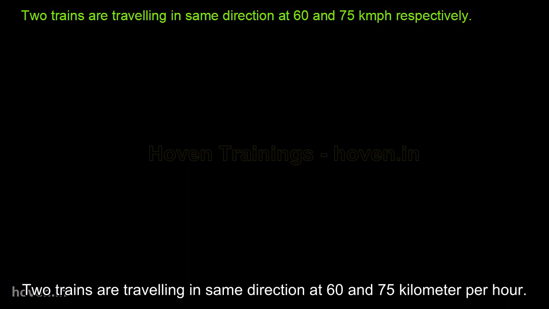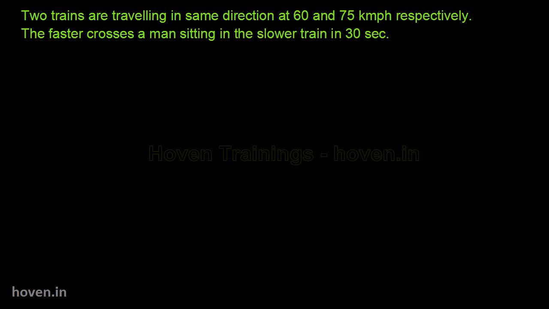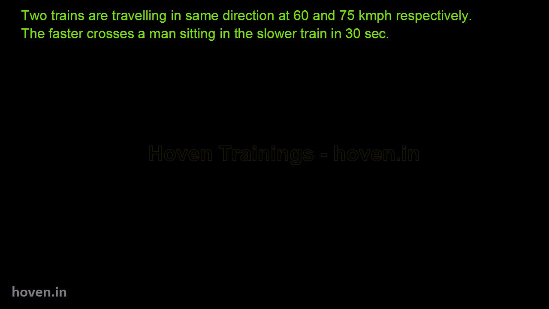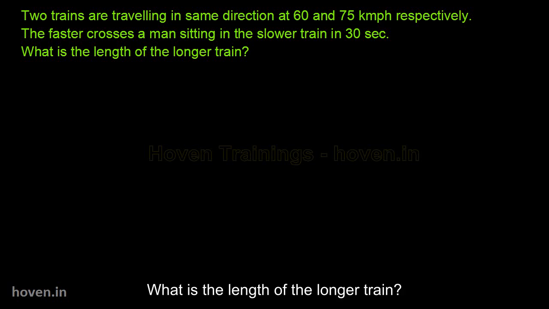Two trains are traveling in the same direction at 60 and 75 km per hour. The faster crosses a man sitting in the slower train in 30 seconds. What is the length of the longer train?